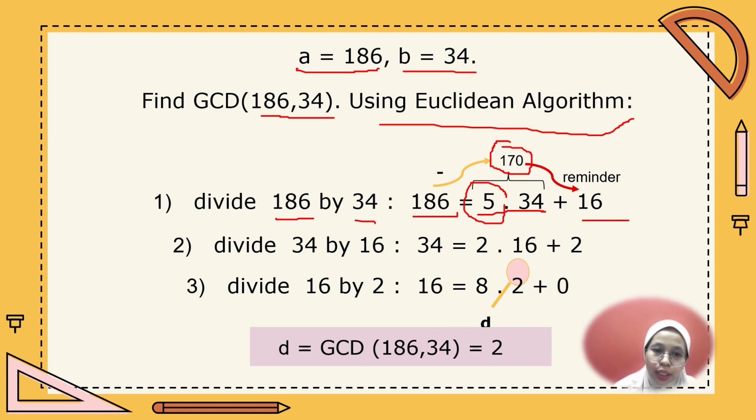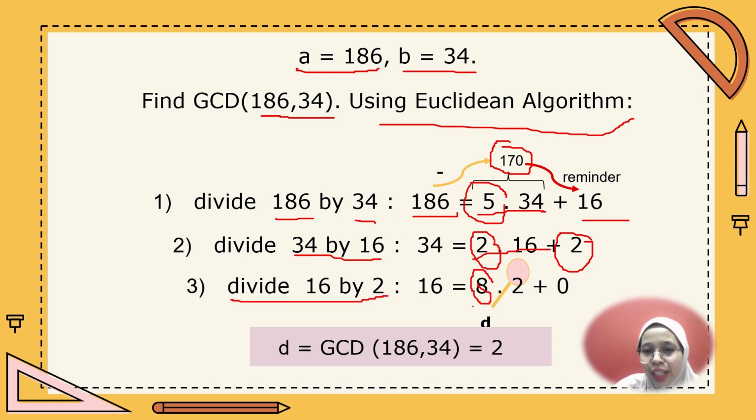Okay, for the second step, divide 34 by 16. You get 2. After that, 2 multiply 16 gives 32. 34 minus 32, you get 2 for the remainder. Next, divide 16 by 2, you get 8. After that, 8 multiply 2 gives 16, and the remainder is 0.